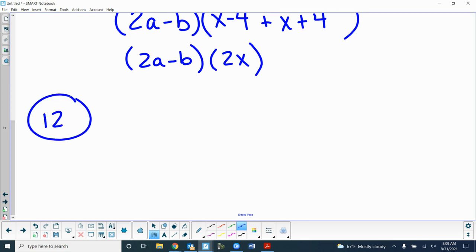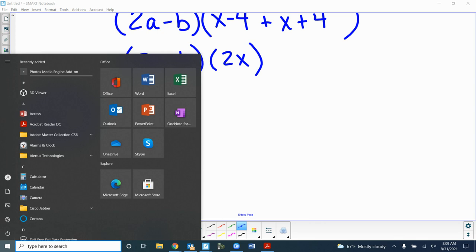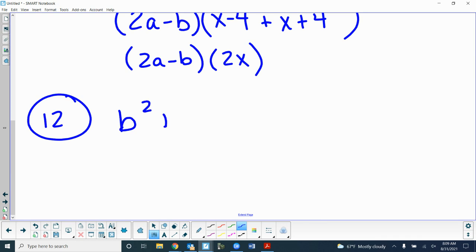What's next? 12? B squared plus 12b minus 28. All right, is there a GCF? Nope. So it's not a difference of squares or difference of cubes because those only have 2 terms, right? We got 3 terms. This is a trinomial. Are these both positive perfect squares, these 2? No, so it's not one of those special trinomials. We really haven't done one of those yet. So it's a regular trinomial.